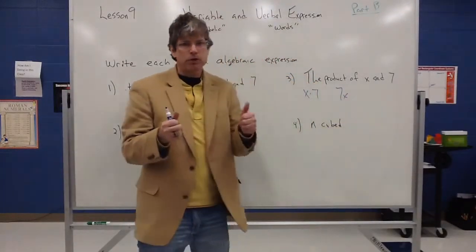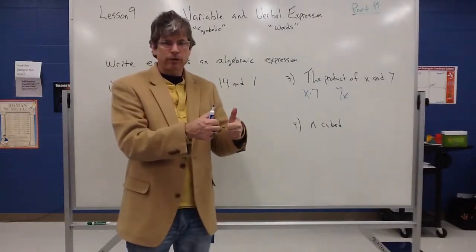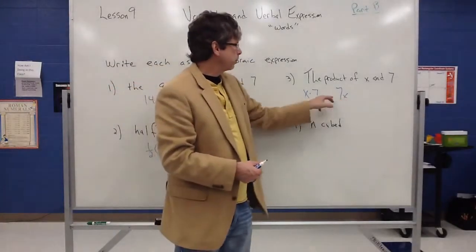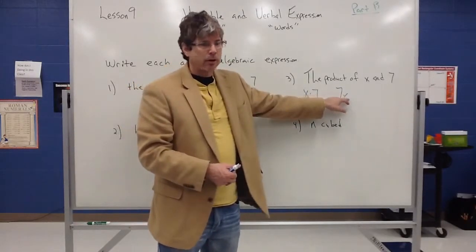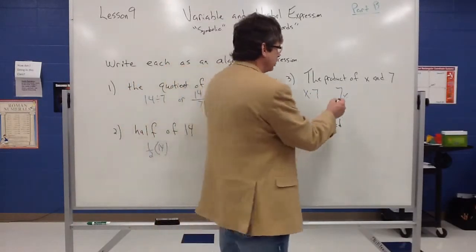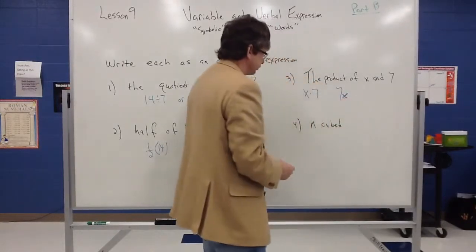So anytime you see multiplication with a number and a letter, usually that number comes first, that letter comes second. This is the most common way you'll see it. But both of these represent the product of x and 7 because they both represent a multiplication problem. But 7x is the more common way of writing that.